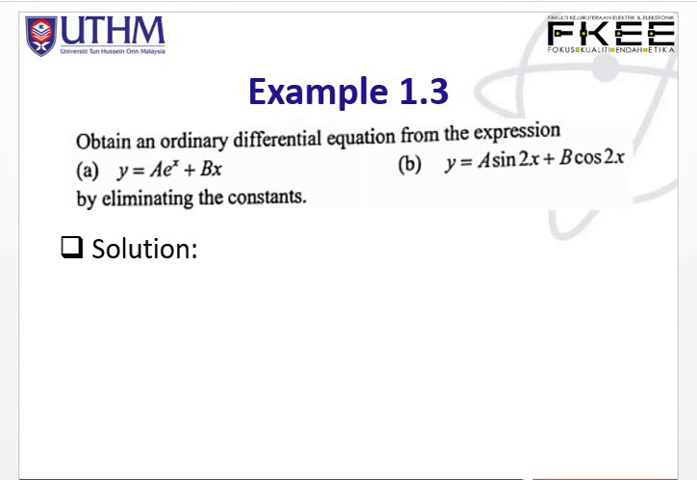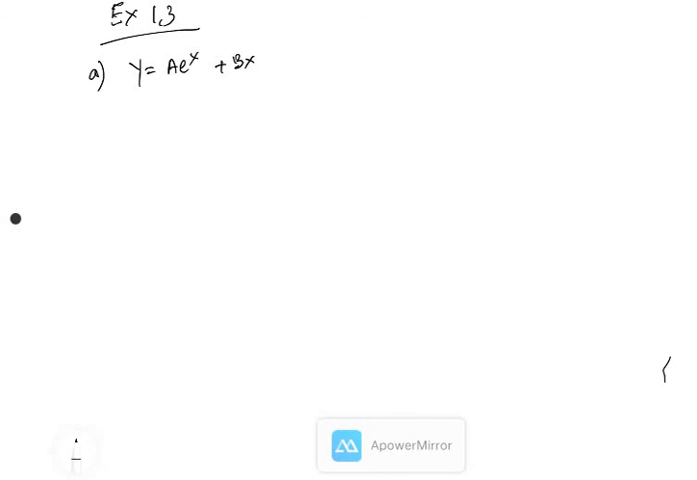Next, we go to another example. Obtain an ordinary differential equation from the expression y equal to a exponent x plus bx by eliminating the constant. Okay, so now you have the question like this. Can you take out the variable, can you rearrange and write a constant as an equation? Okay, let's look at it together.